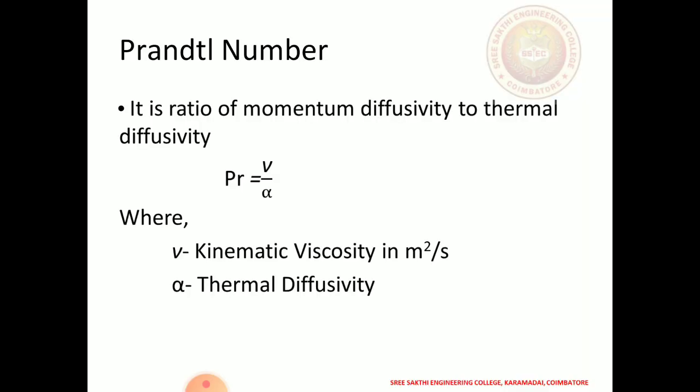Then the Prandtl number is the ratio of momentum diffusivity to thermal diffusivity. Pr equals nu divided by alpha, where nu is kinematic viscosity and alpha is thermal diffusivity. Prandtl number provides a measure of the relative effectiveness of momentum and energy transport by diffusion.